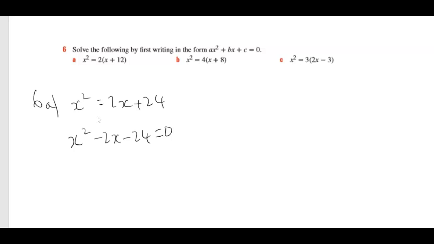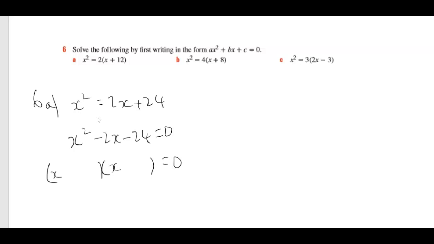Okay, and then I can solve. So set up my brackets, equals 0. I know the first is going to be x. Okay, so then we need two numbers that when multiplied give you negative 24 and when added give you negative 2.